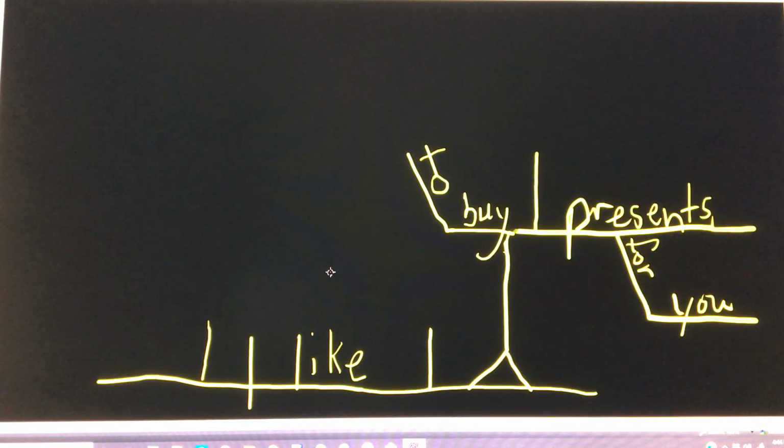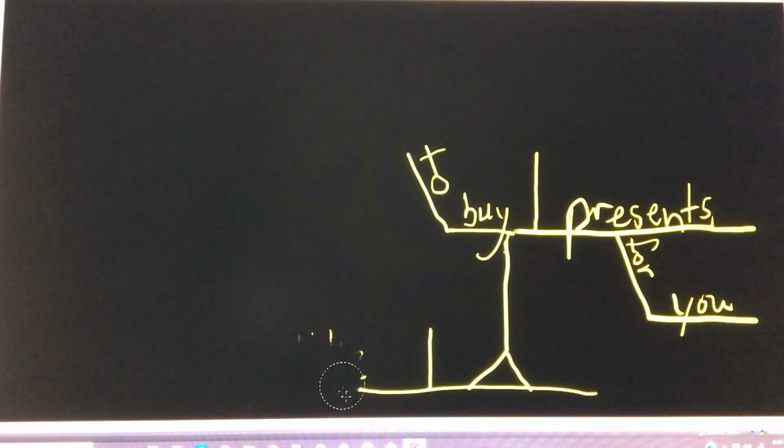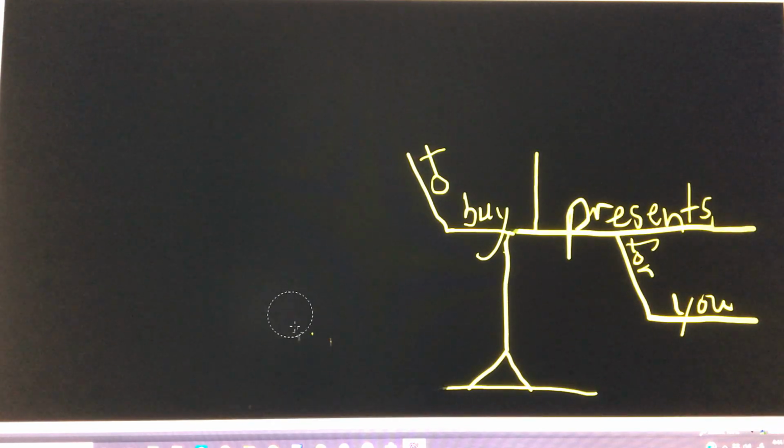So it's still functioning as a noun. What gets liked? To buy presents for you. That sounds a little awkward, but it is functioning as a noun. It is still the direct object of like. And so you see that diagramming an infinitive phrase functioning as a noun in a sentence looks very much like diagramming a gerund phrase that functions as a noun in a sentence.